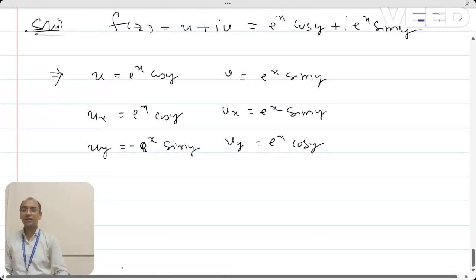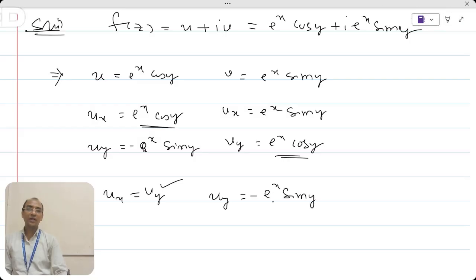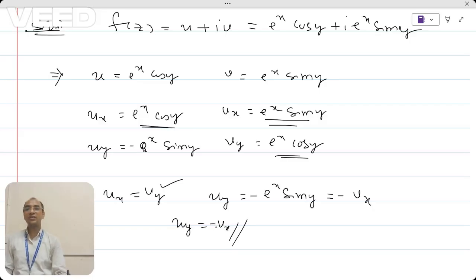Now you can see that ux will be equal to vy. ux is e to the power x cos y, vy is e to the power x cos y. So first condition is satisfied. Similarly, we will go for the second one. uy is equal to minus e to the power x sin y. But e to the power x sin y is nothing but vx. So that will be minus vx. So uy equal to minus vx. So both the conditions are satisfied.